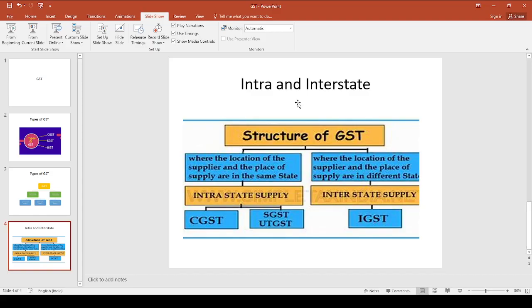In case of intrastate, we have two types of tax: CGST and SGST. CGST will be collected by the central government and SGST will be collected by the state government.